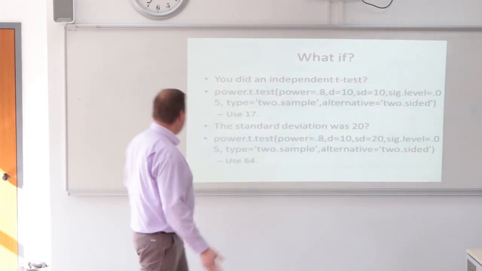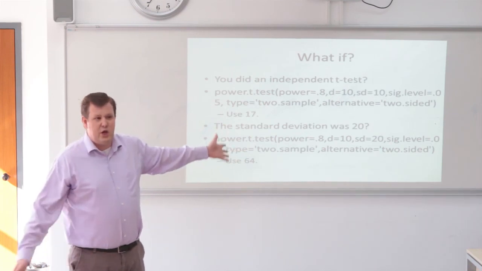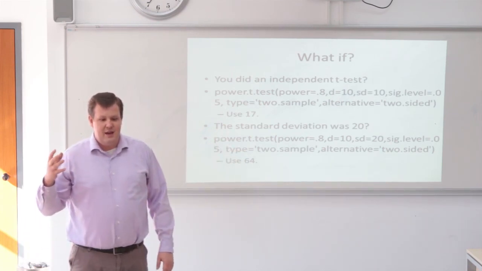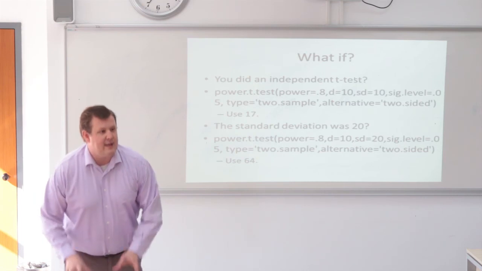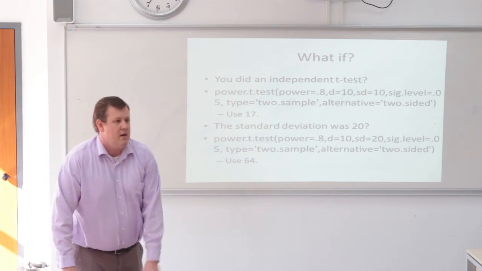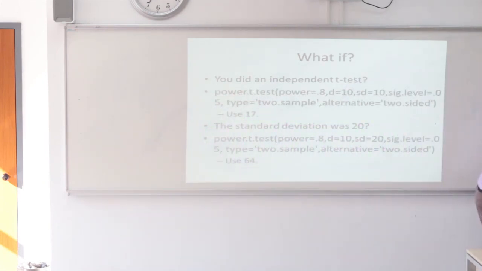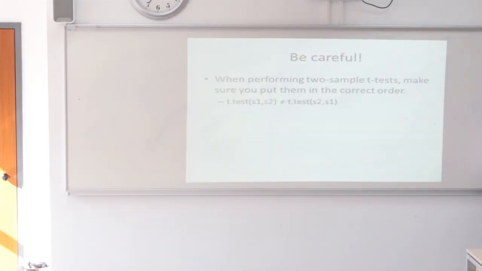Because what's beta if our power is 0.8? 0.2. So we'd still be incorrectly failing to reject the null 20% of the time when we set it up like this. But we can give it the power that we want to have.